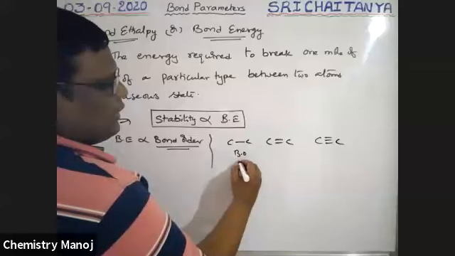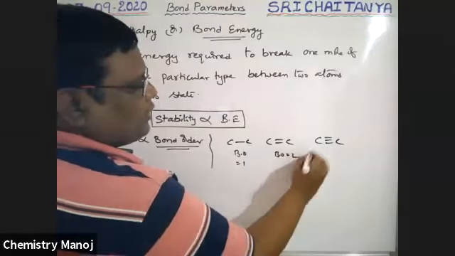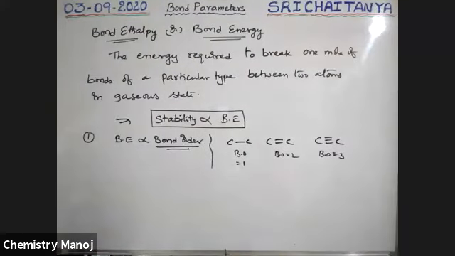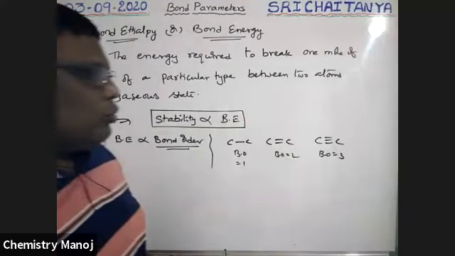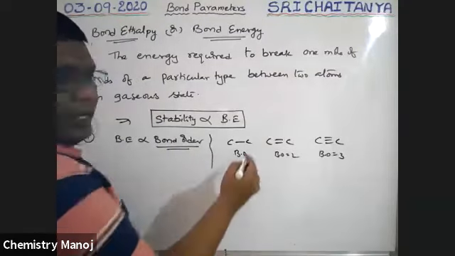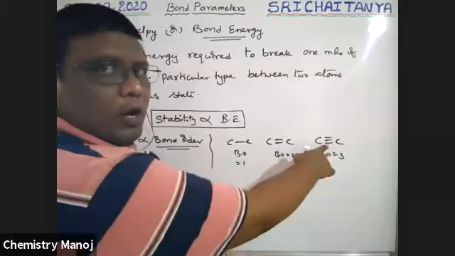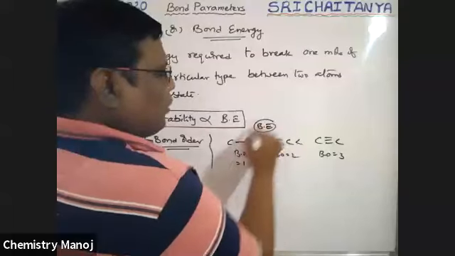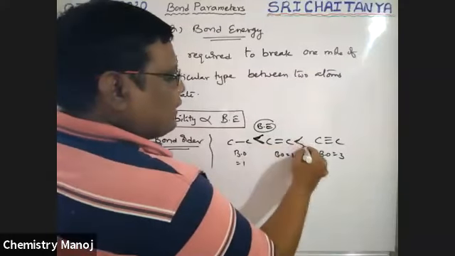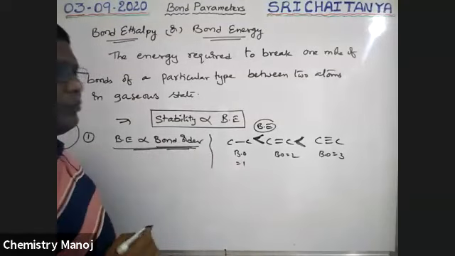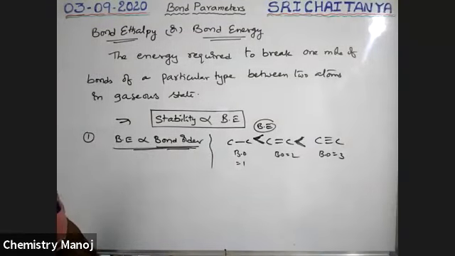Here bond order is equal to 1, here bond order is equal to 2, here bond order is equal to 3. So here with only one bond, less energy is sufficient. Here with more bonds, more energy is needed. Therefore, bond energy is directly proportional to bond order.